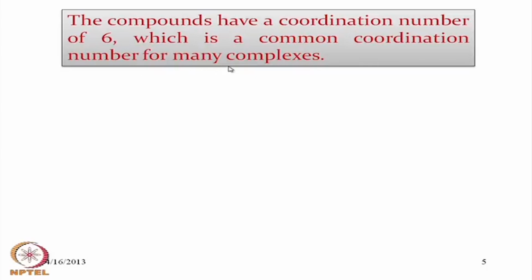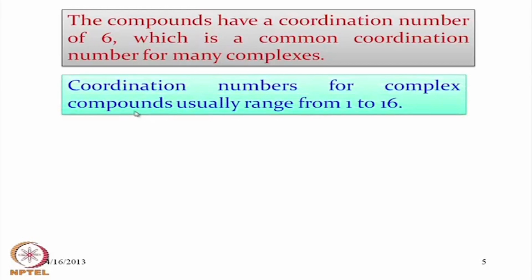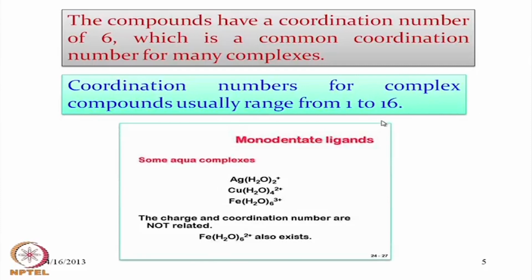So, this is very common for many metal complexes, and coordination numbers for complex compounds can usually range from 1 to 16. So, one after another we can consider how we can go from the most common coordination number of 6 and a little bit beyond that, because for getting coordination numbers like 12 and 14 we need some bigger metal center where a large number of ligands can surround the metal center.